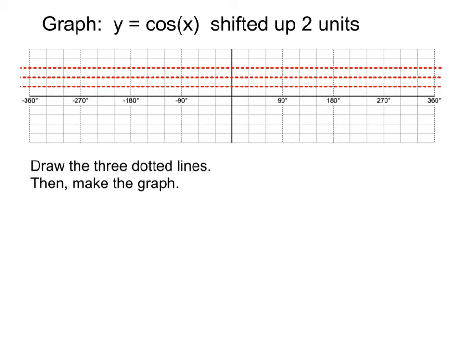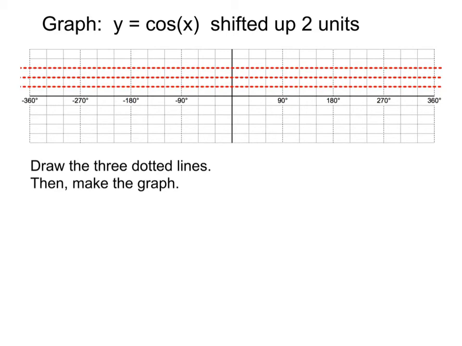Now that we have our dotted lines on there, I know that every point that I'm about to plot in making cosine has to be on one of those 3 dotted lines. If I find myself putting a point here on the axis, I know something bad happened because I don't have a dotted line there. Everything has to be on one of those 3.